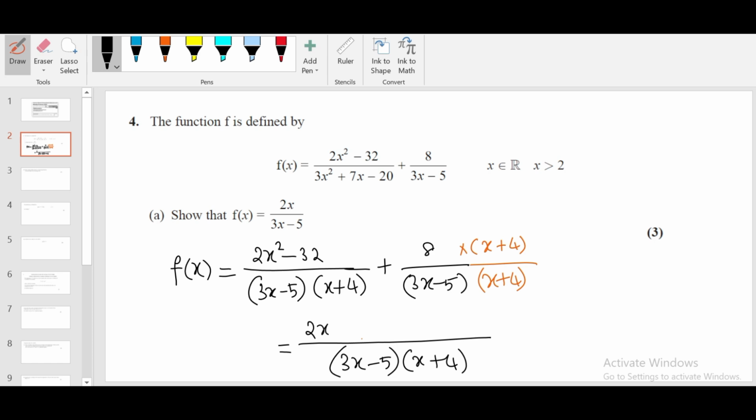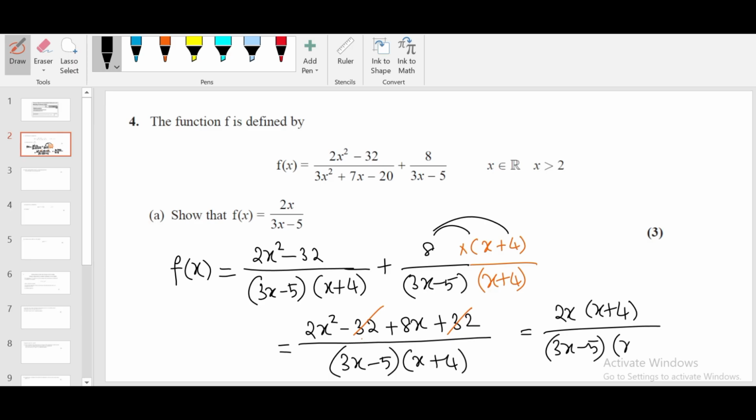Here you have 2x square minus 32. Open the bracket here, you will get 8x plus 32. The minus 32 and plus 32 can be cancelled. You can take 2x as a common factor. You will get x plus 4 divided by 3x minus 5 times x plus 4. Now we can cancel the common factor x plus 4. We got the answer already. 2x divided by 3x minus 5. So just write 2x divided by 3x minus 5 now. That's all. Let's move on to part B of the question.